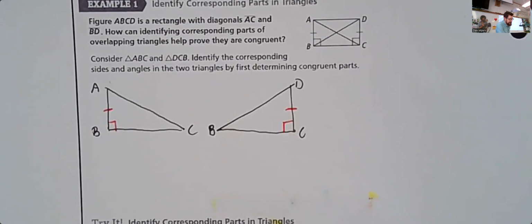So if we're talking about overlapping triangles, listen carefully here. Overlapping triangles include overlapping parts.